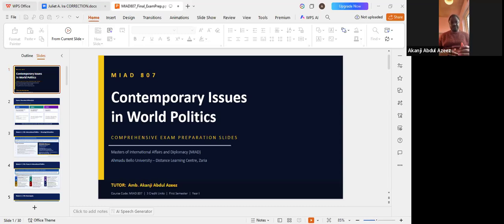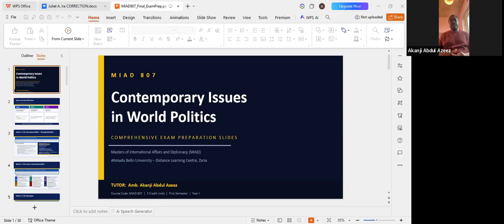Now, to understand the contemporary issues in world politics, we need to look at three parts of this course material, because this course material has three modules: module one, module two, module three. Module one is about the basic conceptual framework of international politics, while module two talks about issues in world politics, and module three is about the recurring issues in world politics.